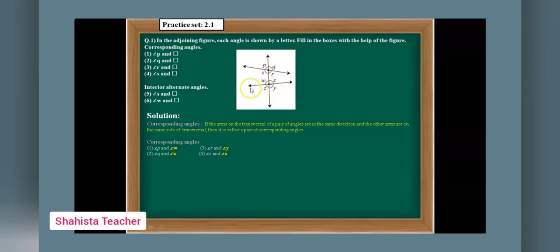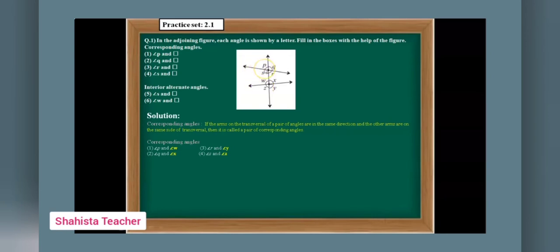And again, second, angle Q. Angle Q corresponds with angle X. And angle S corresponds with angle Z. Is that clear? So corresponding angle means same side, same direction. Same side, same direction. And a corresponding angle is always equal to the other angle.